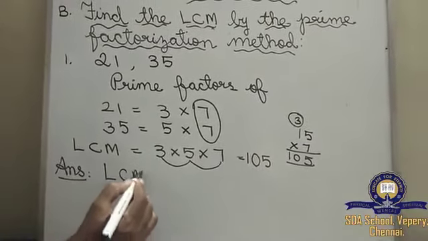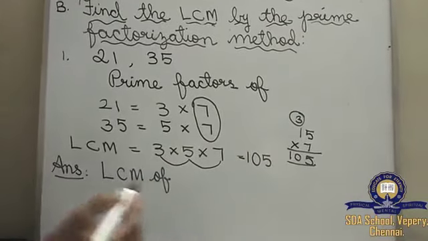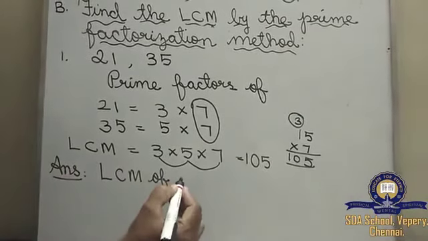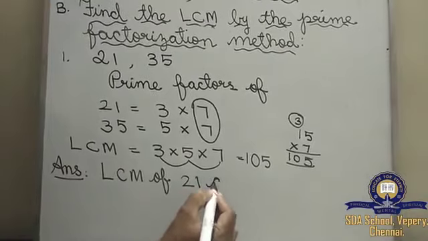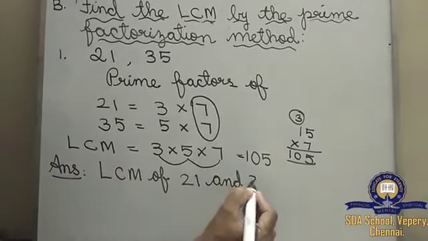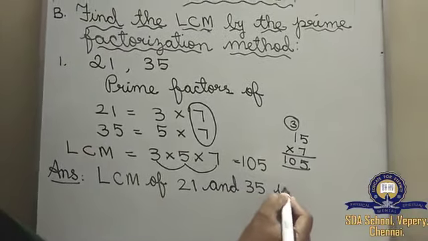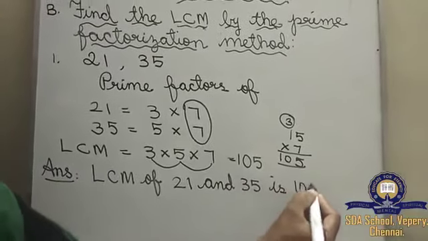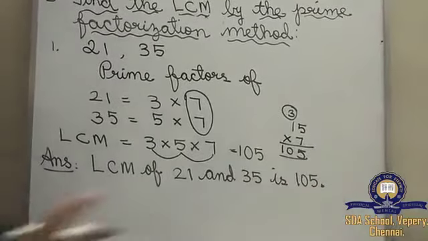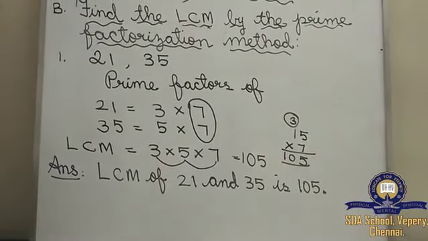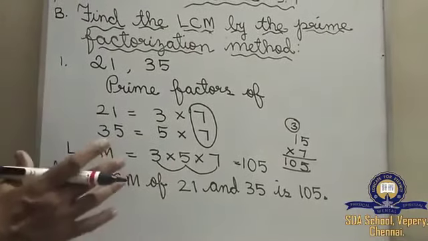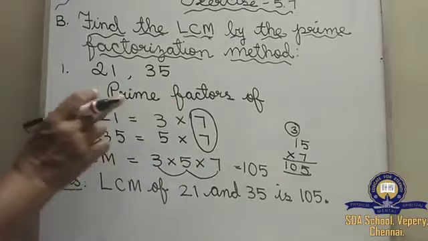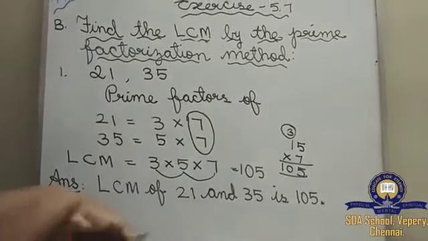So the answer: LCM of 21 and 35 is 105. Are you thorough children? I hope you all have understood. So only one more sum I will teach you in this one. Okay children?